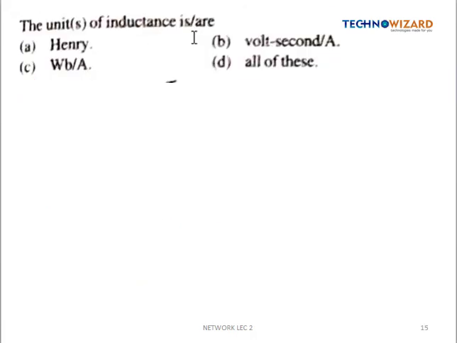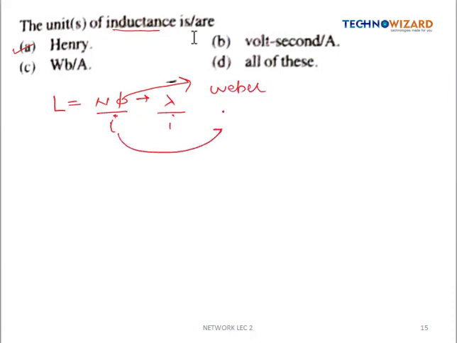Okay, next question: the unit of inductance is or are. Everyone knows the unit of inductance is Henry, right? And we also know the formula L is equal to N phi by I, that is flux linkage lambda per current flowing. The unit of flux is Weber, and the unit of current is ampere, where N is the number of turns, which doesn't have any unit. So Weber per ampere is also right. So option C is also correct.